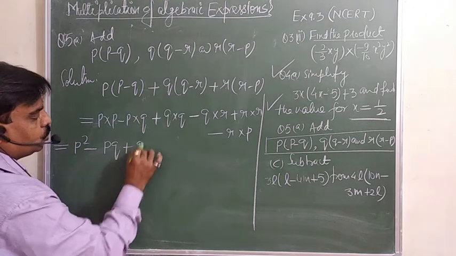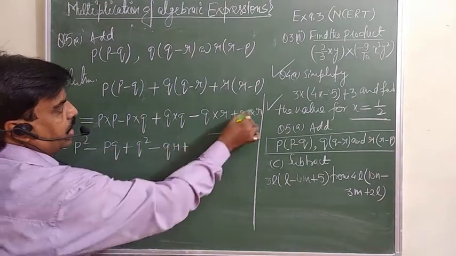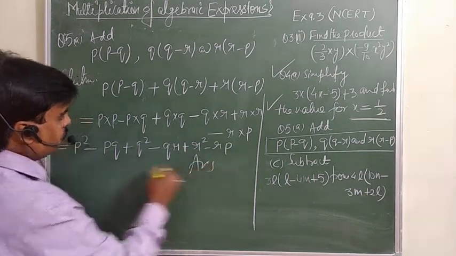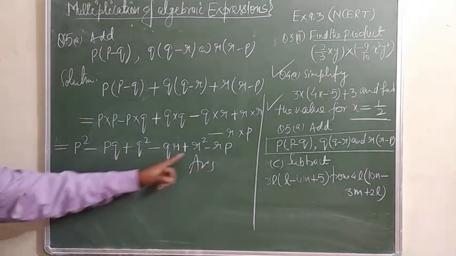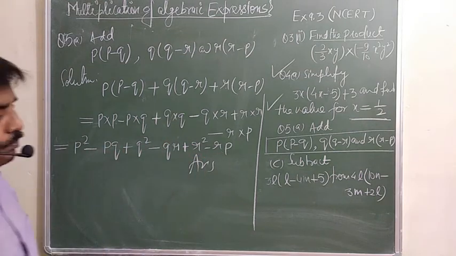Q into Q is Q square. Q into R is minus QR. R into R is R square, minus RP. And this is your answer because all are unlike terms. No addition or subtraction will happen with unlike terms, so this is your answer. Simple, you can do that.